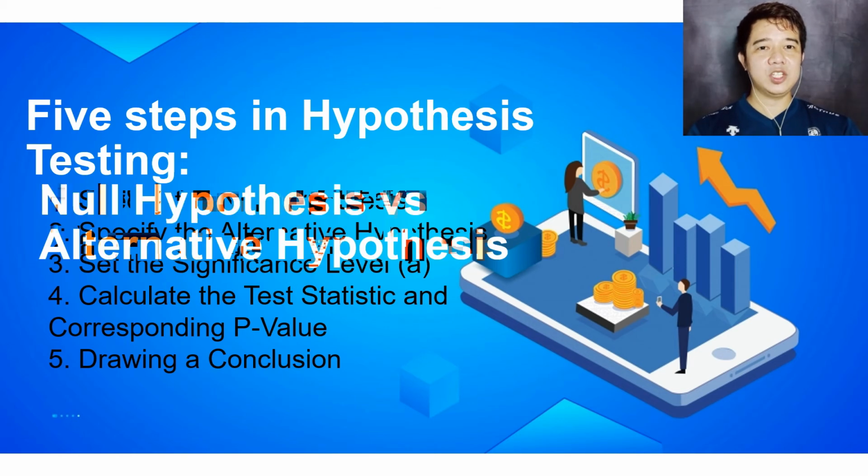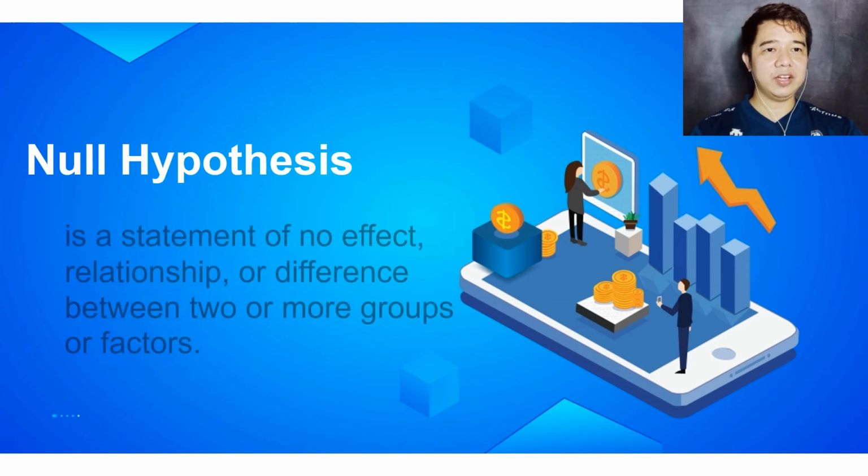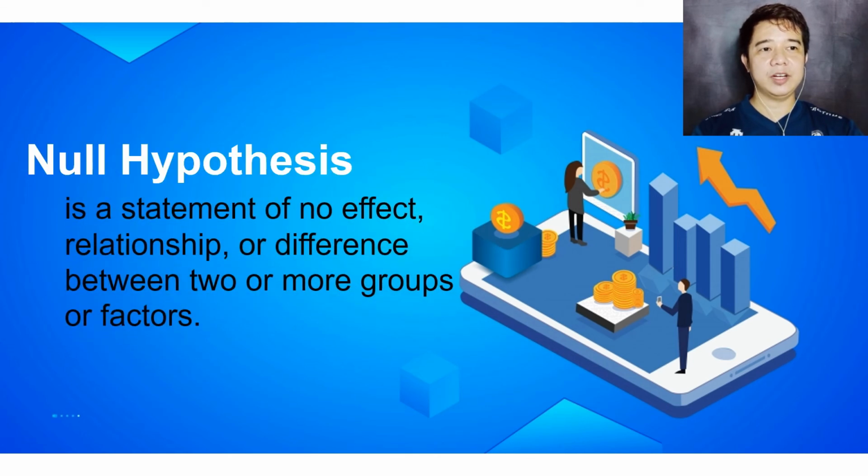Now, what is the difference between null hypothesis and alternative hypothesis? The null hypothesis is a statement of no effect, relationship, or difference between two or more groups or factors. In a research study, a researcher is usually interested in disproving the null hypothesis. For example, there is no difference in intubation rates across ages 0 to 5 years. The intervention and control groups have the same survival rate, or the intervention does not improve survival rate.